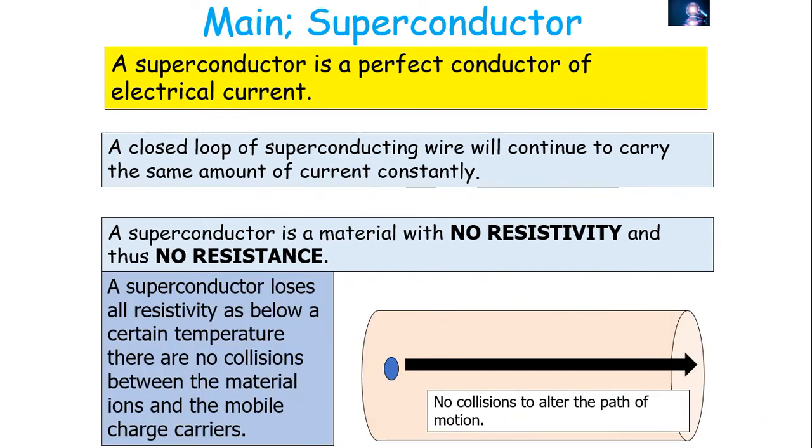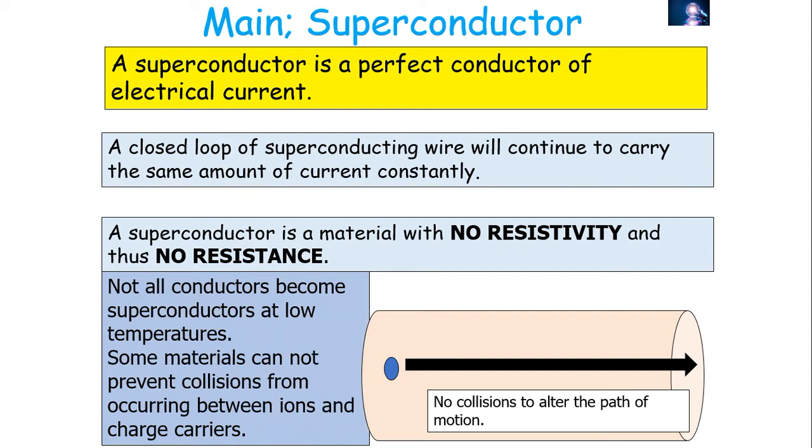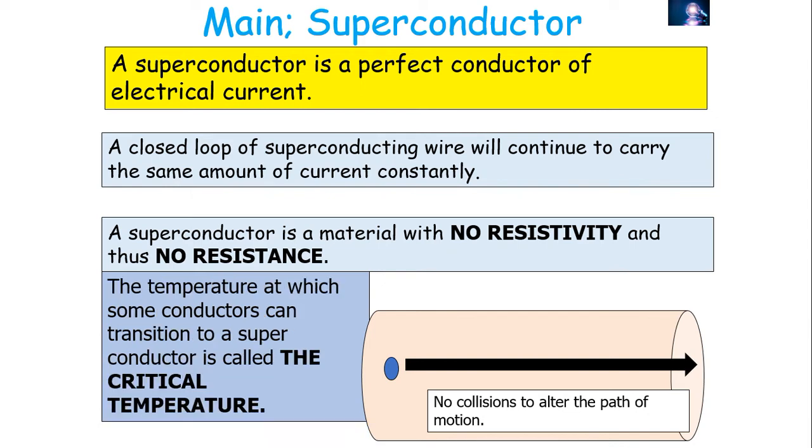Now, a superconductor loses all its resistivity below a certain temperature as there are no collisions between the material ions and the mobile charge carriers. So there's no collisions to alter the path of motion of your mobile charge carriers, so there's in fact no resistivity. Now, not all conductors will become superconductors at low temperatures. Some materials just can't prevent collisions from occurring between ions and charge carriers.